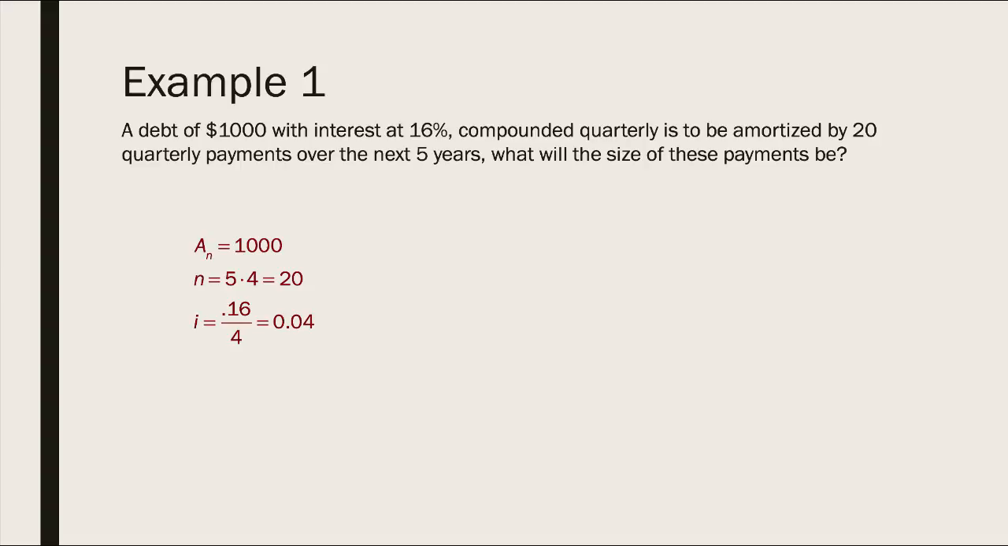A debt of $1,000 with interest at 16% compounded quarterly is to be amortized by 20 quarterly payments over the next 5 years. What will the size of the payments be? So, A sub n is the amount of debt that we have. So it's a $1,000 debt. n, remember, is the number of payments that are going to occur. So there's 20 payments, 5 years, 4 times a year we're paying. So that's where the 20 comes from.